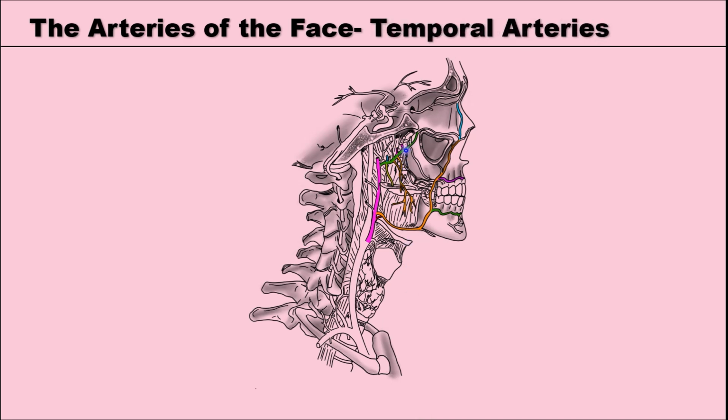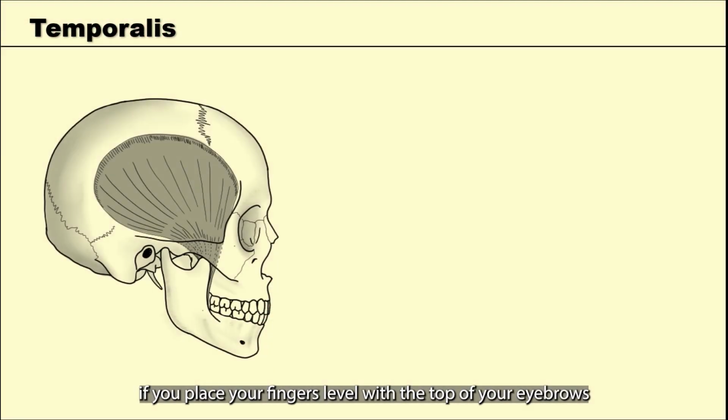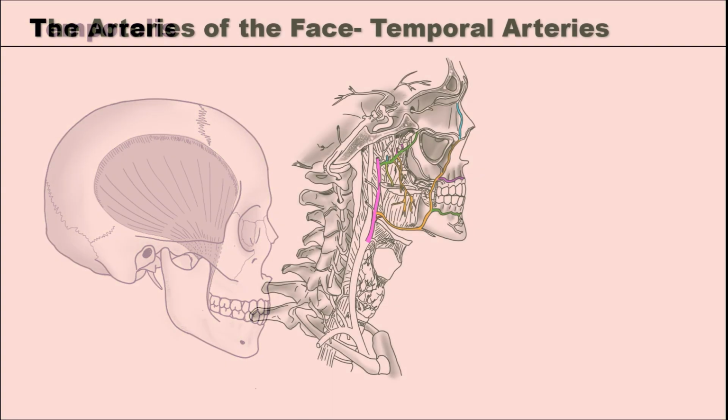We have these small temporal arteries here. These travel superiorly to supply the temporalis muscle, the large fan-shaped muscle on the side of our head that we can feel between our ears and our eyes when we clamp our mouths tight.